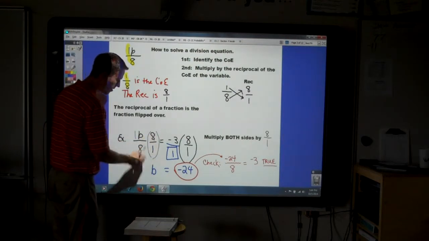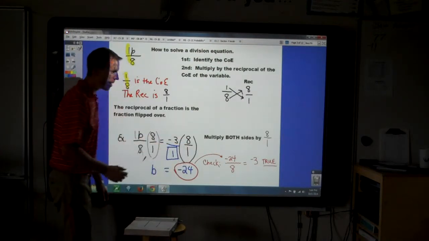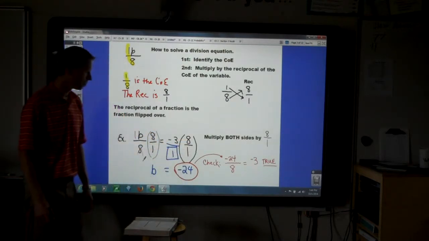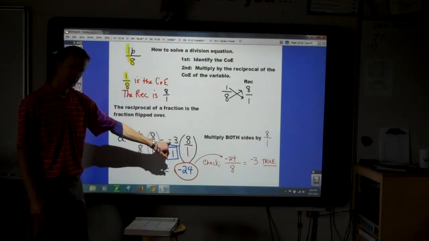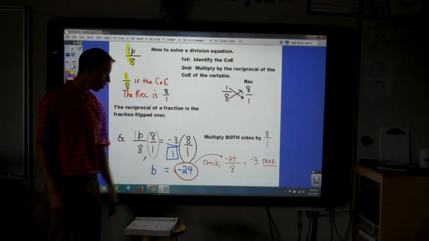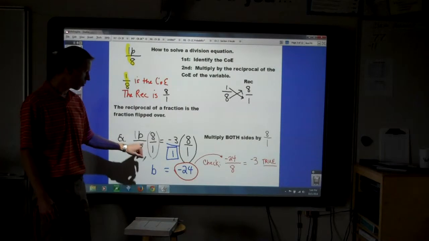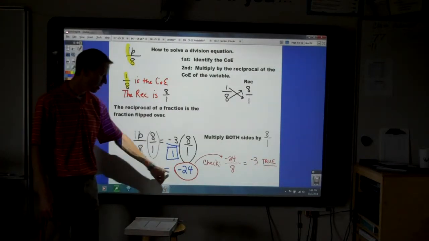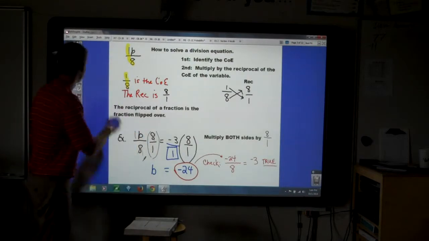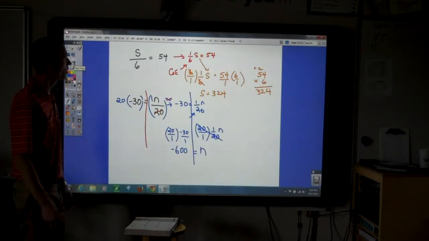So we cross out these 8s and then multiply by the same thing on the other side. Multiply by 8 over 1. Since this was -3, we multiply that by 8, you get -24. So this proves that b is equal to -24. Okay? Let's go to another example.